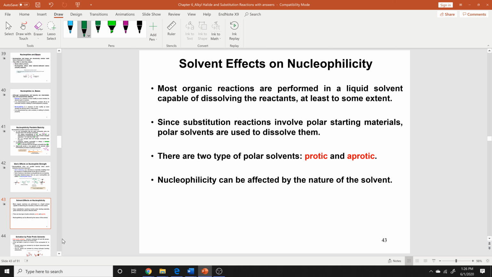Now with respect to the solvent effect on the nucleophilicity. How nucleophilic your nucleophile is is affected by the type of solvent that you use, because that solvent is going to drive your reaction. It's going to make it either a fast or a slow reaction. There are two types of solvents. We're going to limit ourselves in this chapter to polar solvents. Of course, there are non-polar solvents, but honestly, we're not going to go there. We're just going to stick to polar solvents.